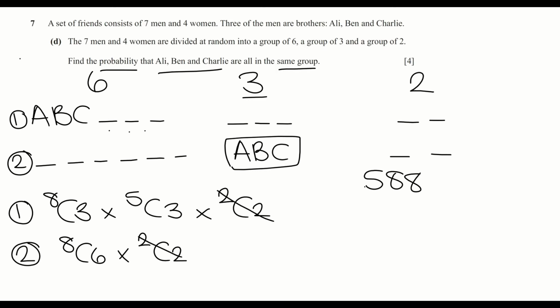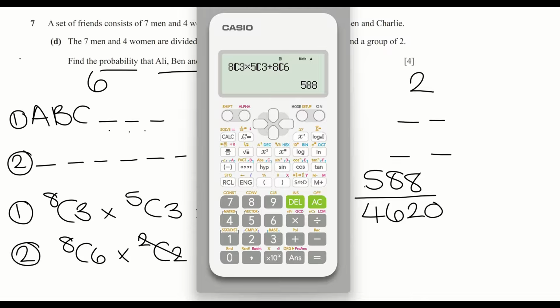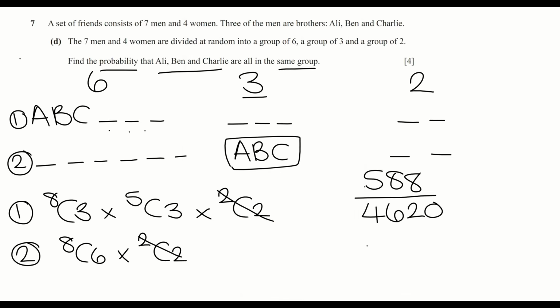And to find this probability, we divide our number of combinations by the total number of combinations, which we found in part C to be 4,620. Let's divide by 4,620, and I get 7/55. This is the probability that all 3 brothers are in the same group.